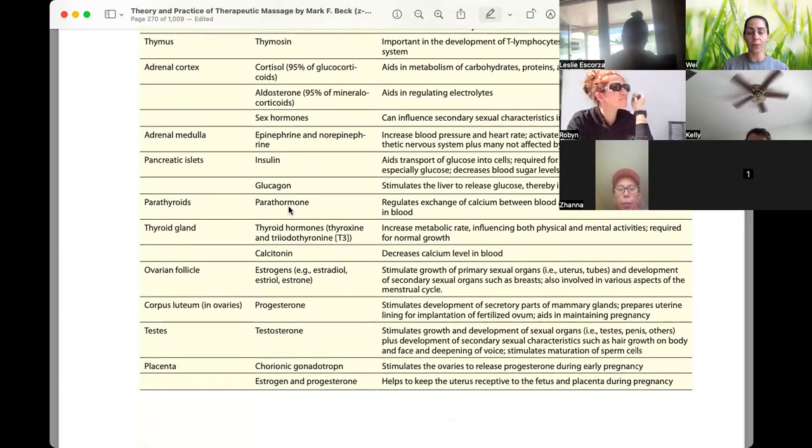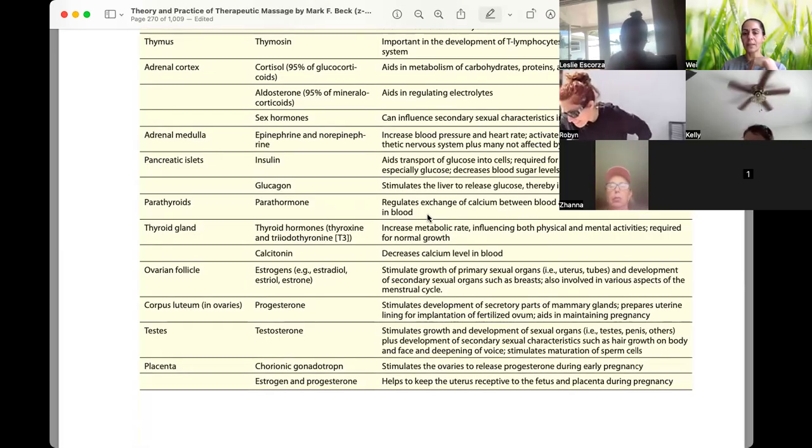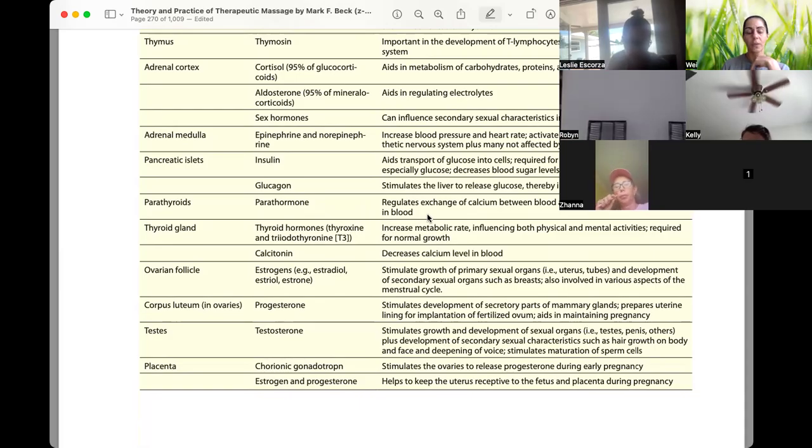Let's move to the parathyroid. These are four glands behind the thyroid gland. They regulate exchange of calcium between blood and bones and increase calcium level in blood. Besides using calcium for our bone health, we use calcium for a lot of the muscle contractions in the body. Muscle contraction requires calcium. Our heart requires calcium. So the parathyroid glands help with that, releasing and regulating the release of calcium.